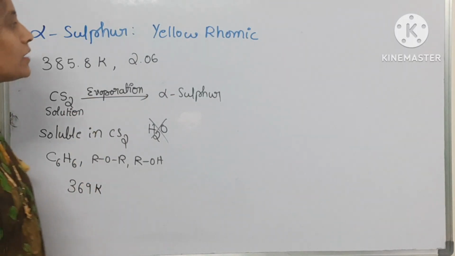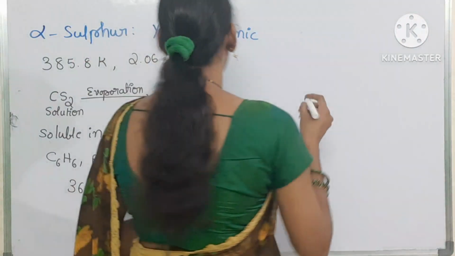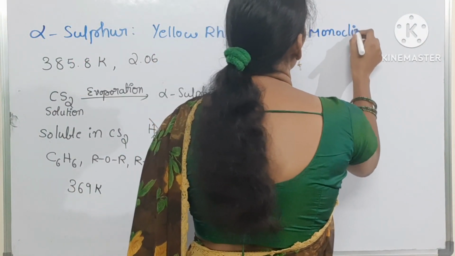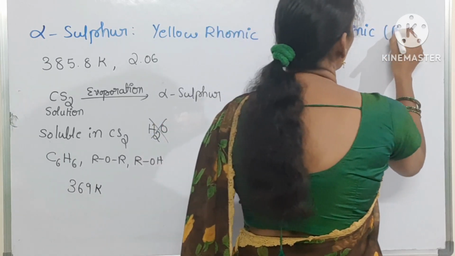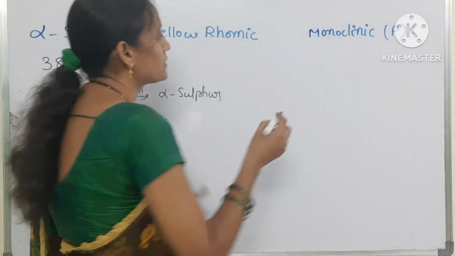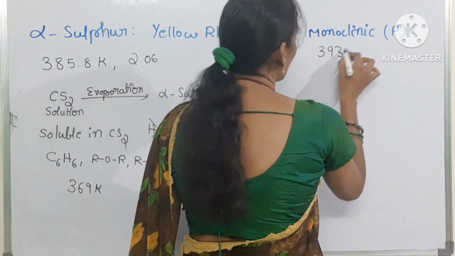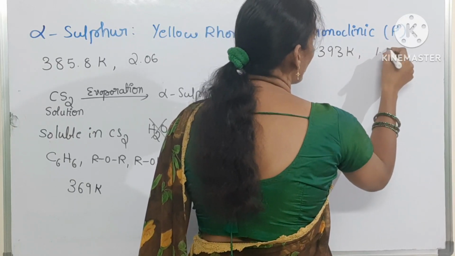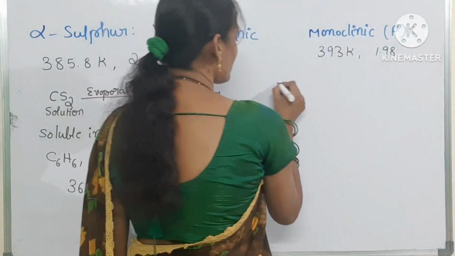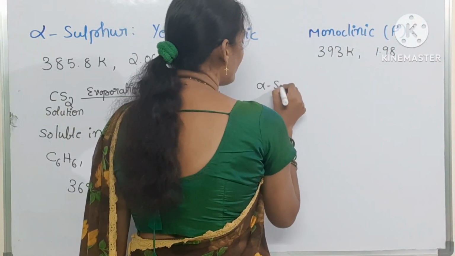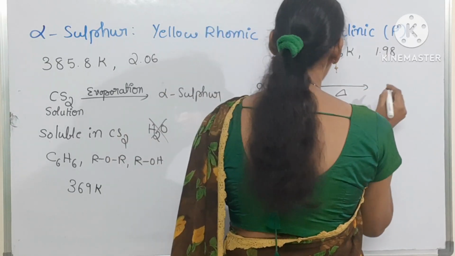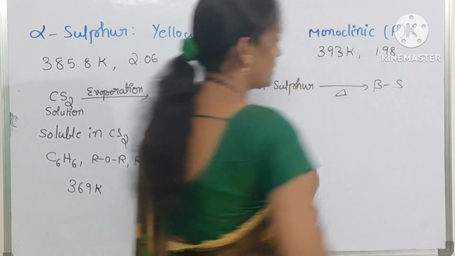Then coming to beta sulfur. Beta sulfur is also known as monoclinic sulfur. Its melting point is 393 Kelvin. Specific gravity is 1.98. It is formed by heating alpha sulfur. If you heat alpha sulfur, then you will get beta sulfur.